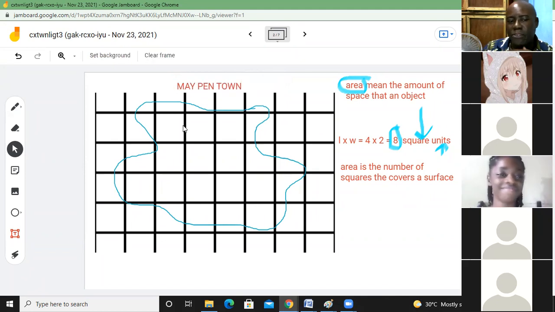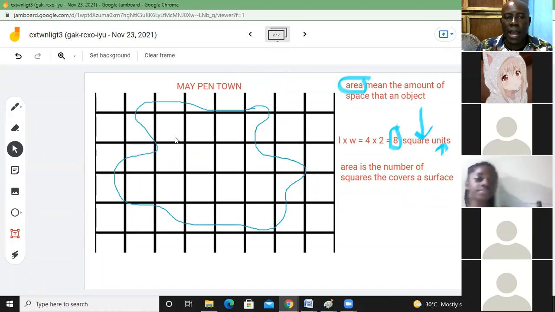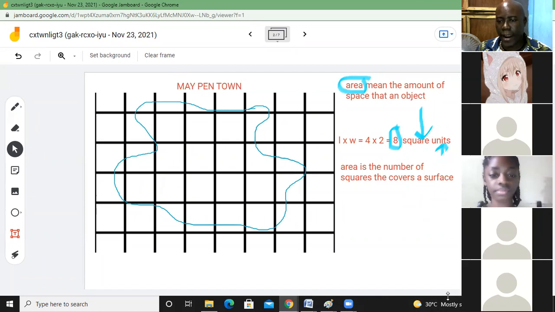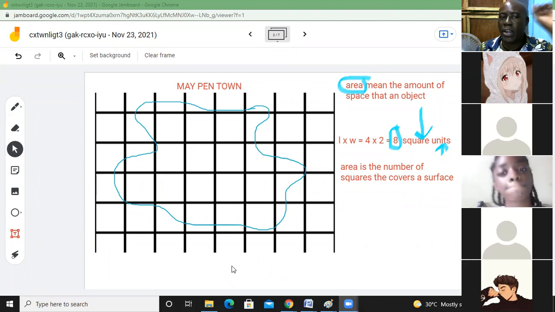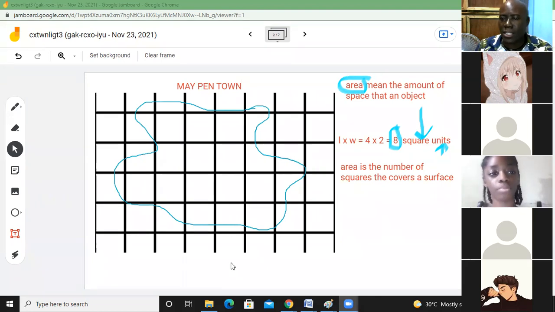Now, if you're asked to find the area of MAPEN Town, here is when the true definition of area comes out. When you look at this, are you seeing any length or any width? Class, are we seeing any length or any width? No, sir. All right, Samir, are we seeing any length or any width? No, sir. Very good.